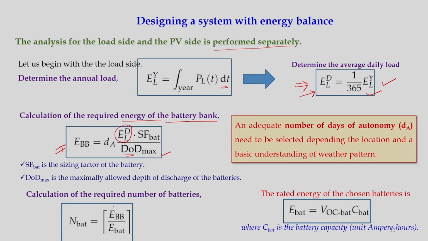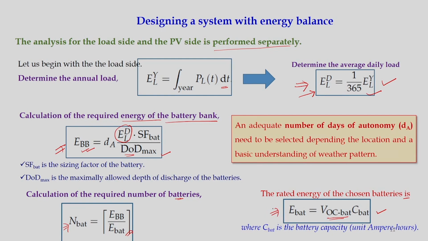Now, what we are interested in is the required number of batteries. Once we know this E_BB, that is the energy to be delivered by the battery bank, and we know E_BAT, then we can calculate N_BAT, the number of batteries required. So, how to calculate E_BAT? The rated energy of the chosen batteries is V_OC,BAT, the battery VOC, multiplied by C_BAT, the capacity of the battery. That gives E_BAT.